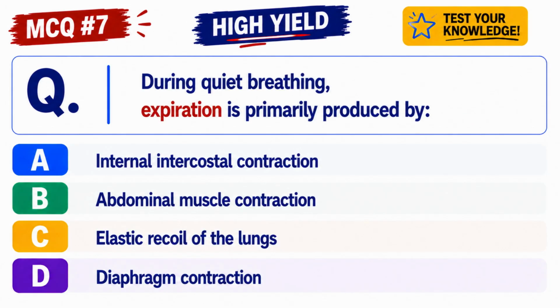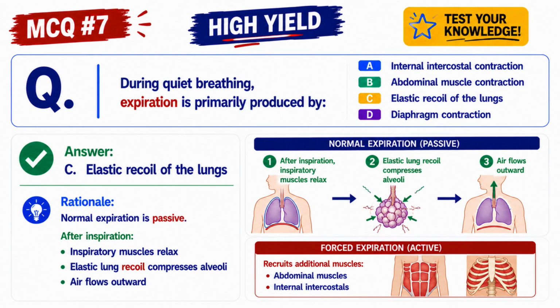Question 7. During quiet breathing, expiration is primarily produced by A. Internal intercostal contraction, B. Abdominal muscle contraction, C. Elastic recoil of the lungs, D. Diaphragm contraction. The answer is C. Elastic recoil of the lungs.